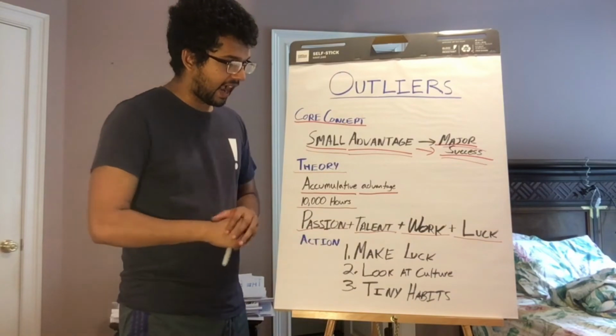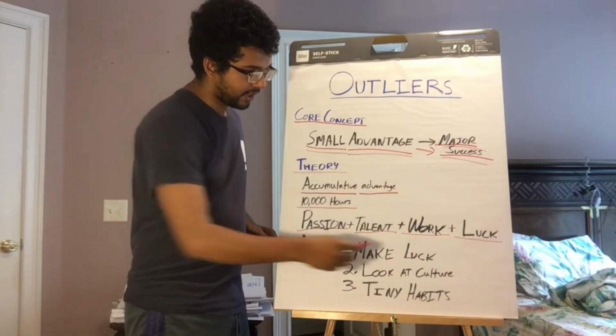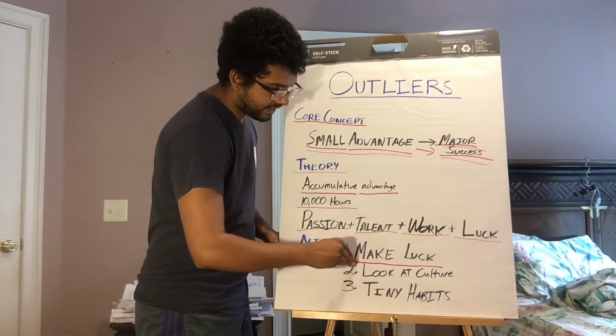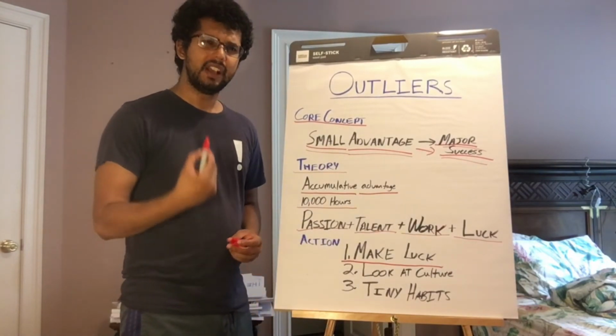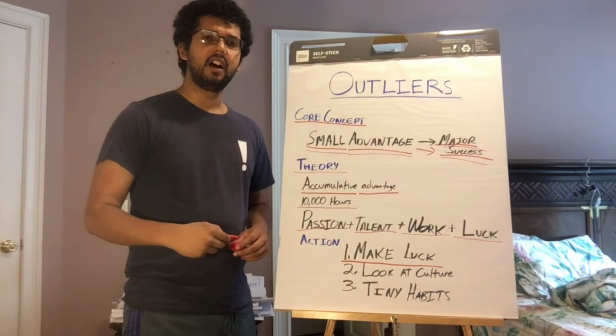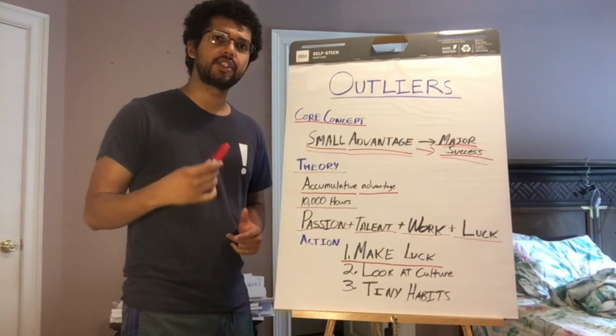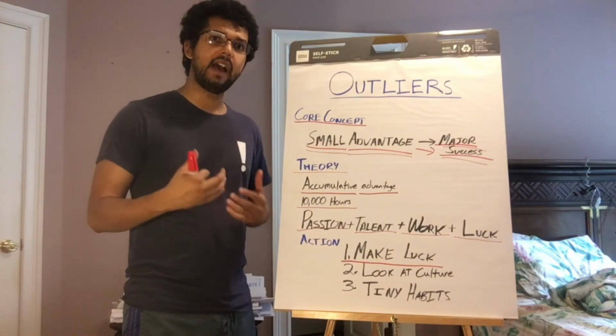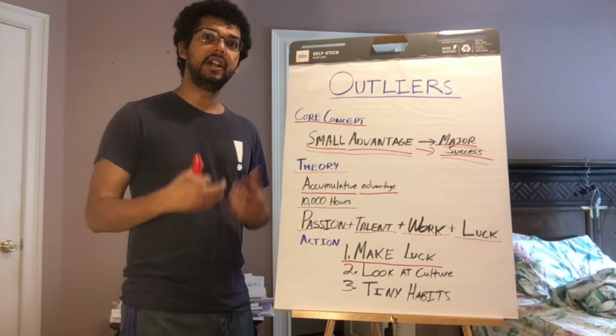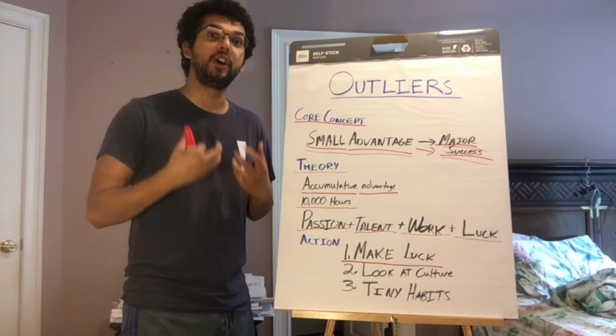And let's get into the action steps. The first action step that you can take is to make your own luck, right? Listen to your intuition, follow your passions, and ask yourself, what do I have a small advantage in, right? What advantages do I have that I can use to accumulate?